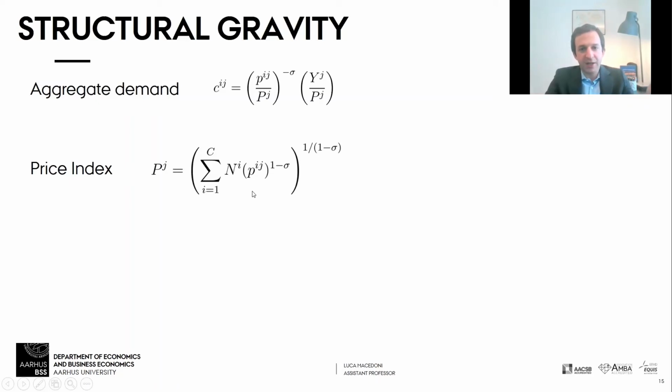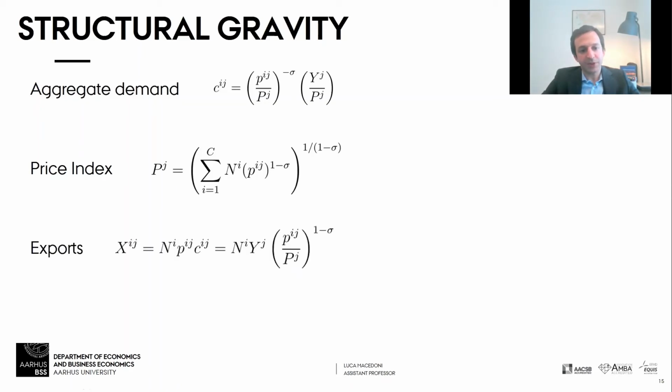And so you see here, the price index is, you basically are summing over all origins, summing over all the prices of all the varieties they sell. And so you can imagine the changes in the number of varieties and in the trade cost, which affect the prices, will affect the price index. And with that, your welfare.